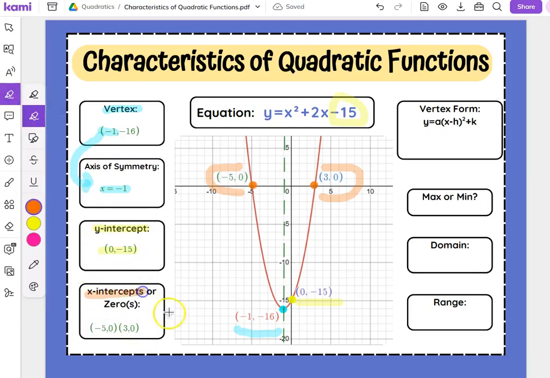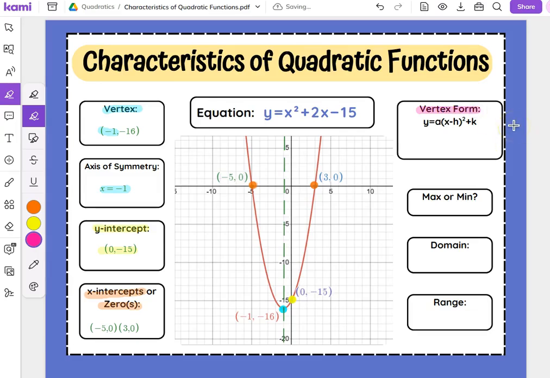So our x-intercepts, sometimes we also call them zeros. Those two words are interchangeable. They mean the same thing. So either one of those works when you're giving it a definition. All right, so then we're going to talk over here on this right side of our equation. So I'm going to get rid of a couple of things real fast. All right, so the next thing we're going to look at is the vertex form.